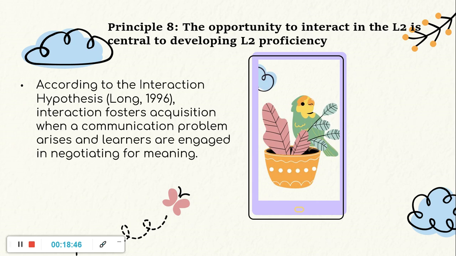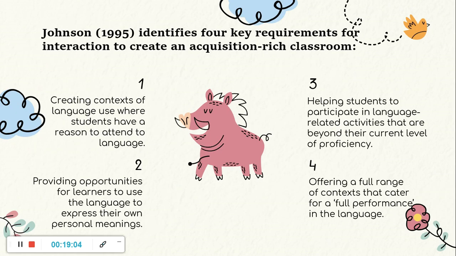As we could see in this slide, according to the interaction hypothesis from Long 1996, interaction fosters acquisition when a communication problem arises and learners are engaged in negotiating for meaning. Johnson, 1995, identifies 4 key requirements for interaction to create an acquisition-rich classroom.